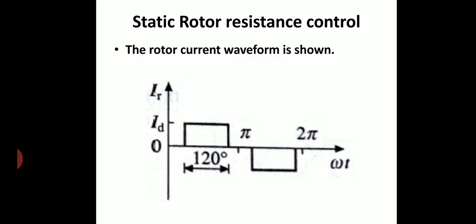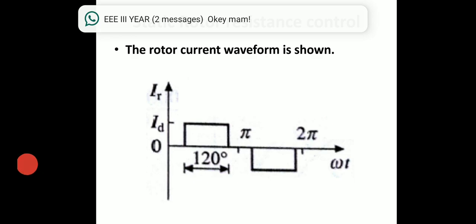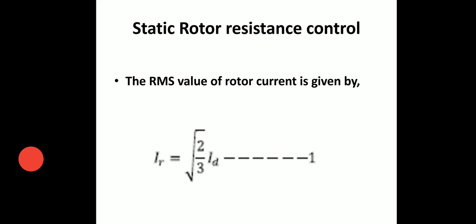The static resistance control current waveform is shown. It is a square waveform. IR is the rotor current, ID is the DC link current, and a 120 degree phase shift is happening. The RMS value of the rotor current is given by IR equals square root of 2 by 3 times ID, where ID is the DC link current.